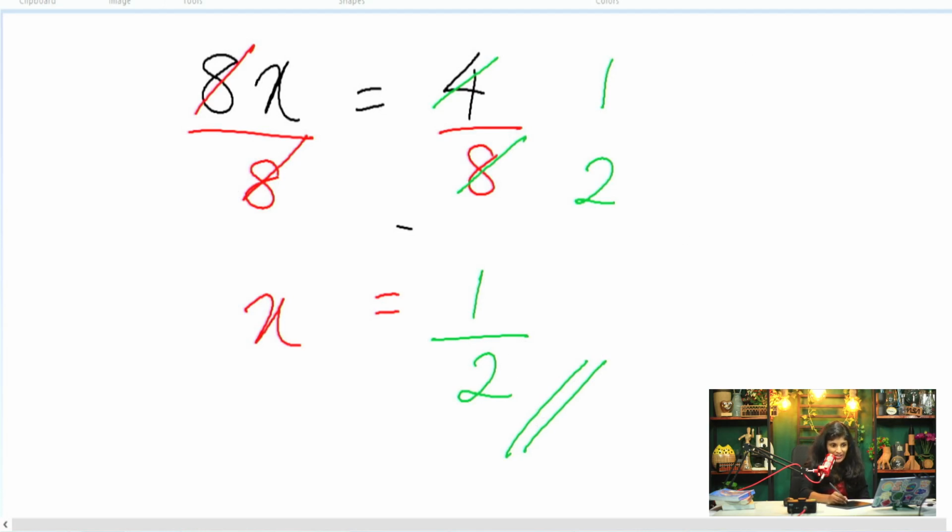If I take the answer in decimal values, 4 divided by 8. To 4, is there any 8s? No, there is no 8. So I will keep that one as 0 point. And the 4 becomes 40.